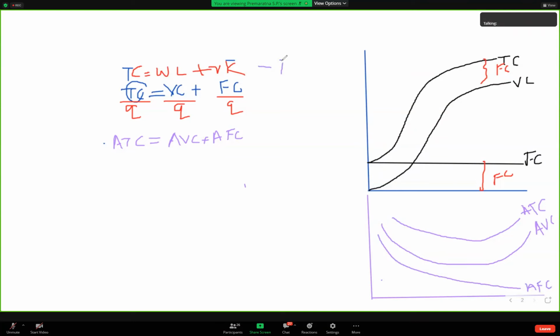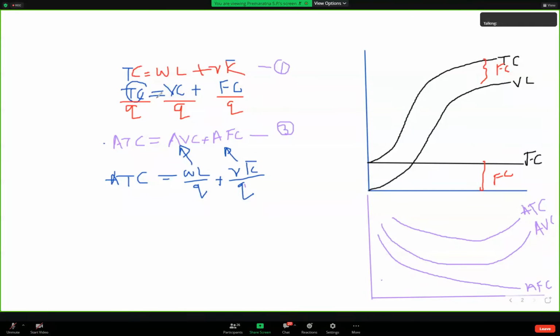So if you take the first equation, to get average cost, which means the third equation, to get the average total cost, WL divided by Q, you get the average variable cost, plus RK divided by Q, you get the total fixed cost.